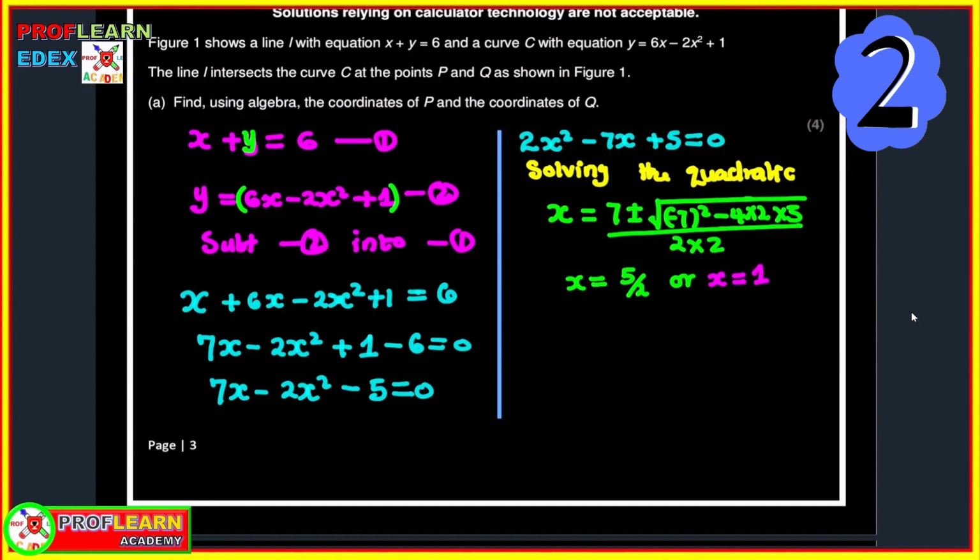So one point will take the value of x as 5/2, the other one will take the value of x to be 1. And the way to do that, for you to know the value of y, you are going to choose one of the equations. For instance, the first equation, we said the first equation was x plus y equals 6. So we can substitute into that equation x equals 5/2 and try to find the value of y.